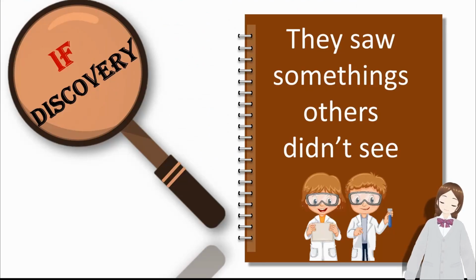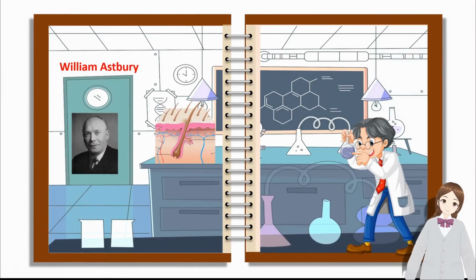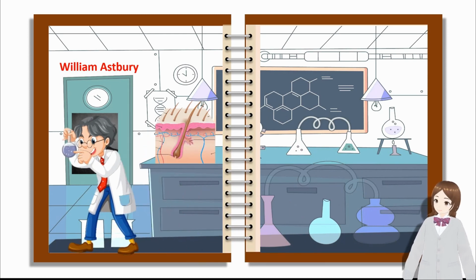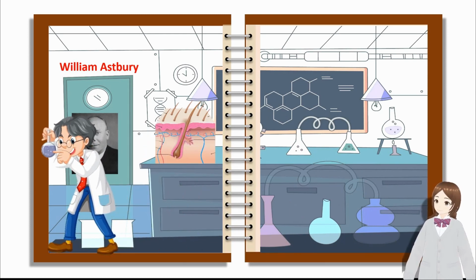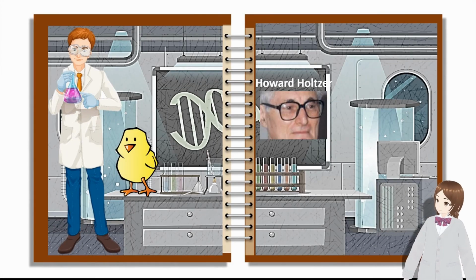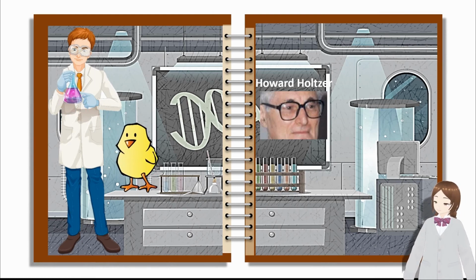IF discovery: they saw something others didn't see. William Astbury in 1913 used hair in its non-stretched and stretched form and showed that such extended, stable, and flexible rods are made from highly ordered proteins. In 1968, Howard Holzer discovered intermediate filament as a further independent filament system in cells obtained from chicken muscle.